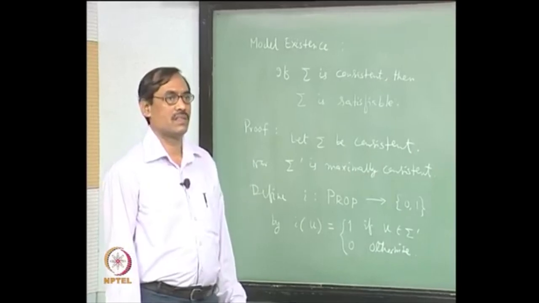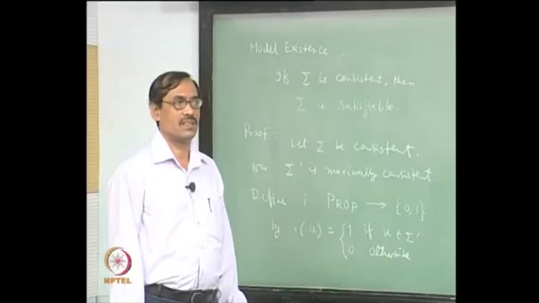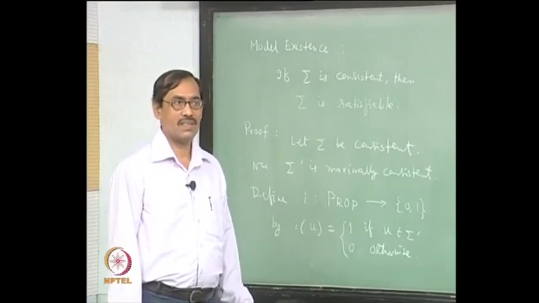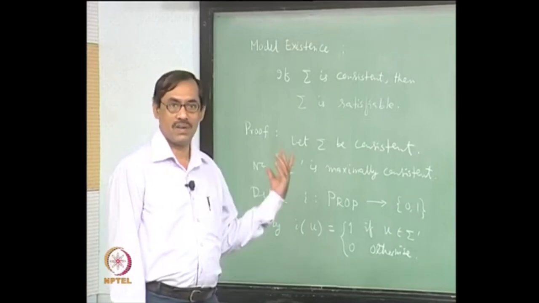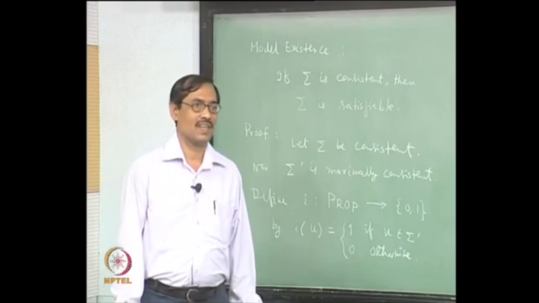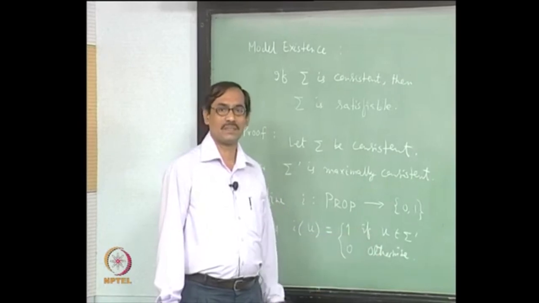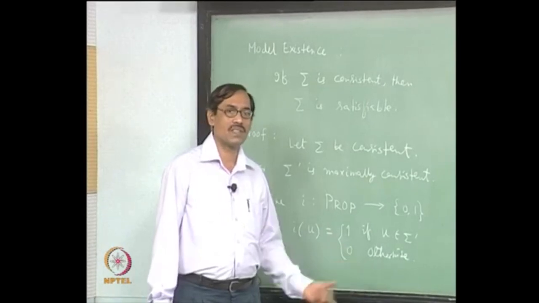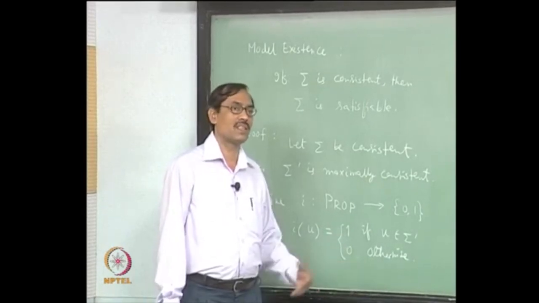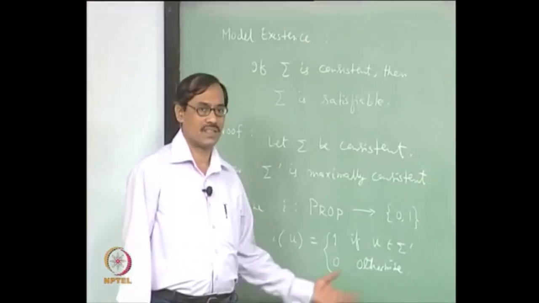Now is it not obvious that this I is a model of sigma prime? It is, because by definition it is 1, but we have to verify that it is really a Boolean valuation. It is a function, that is fine, but it has to be a Boolean valuation in order to be a model. That is why we have done all this work. It should be obvious that it is a Boolean valuation because of those four properties. If you take any proposition u, either u is in sigma prime or not u is in sigma prime, so either it is given 1 or it is given 0 with respect to the negation sign.